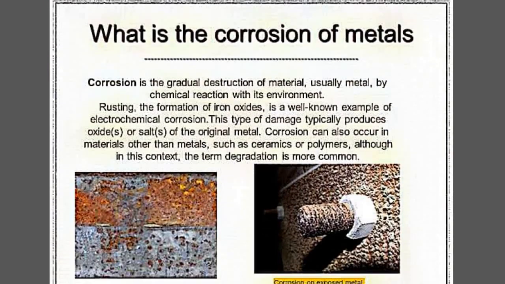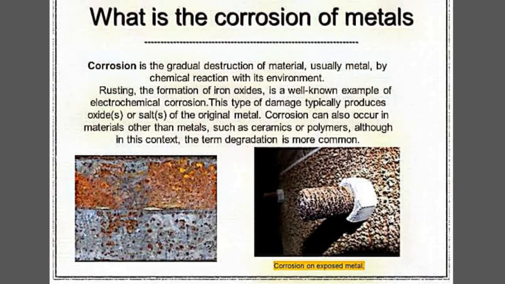So what is the corrosion of metals? It is the gradual destruction of material, which is usually metal, by the chemical reaction with its environment. So rusting is one type of corrosion where iron oxide is formed. It is a well-known example of electrochemical corrosion, and this type of damage typically produces oxides or salts of the original metal. Corrosion can also occur in materials other than metals, such as ceramics and polymers, although in this context the term degradation is more common.